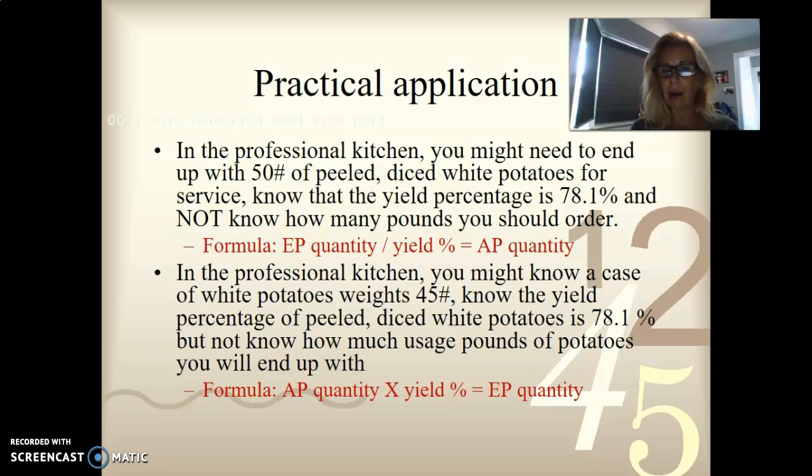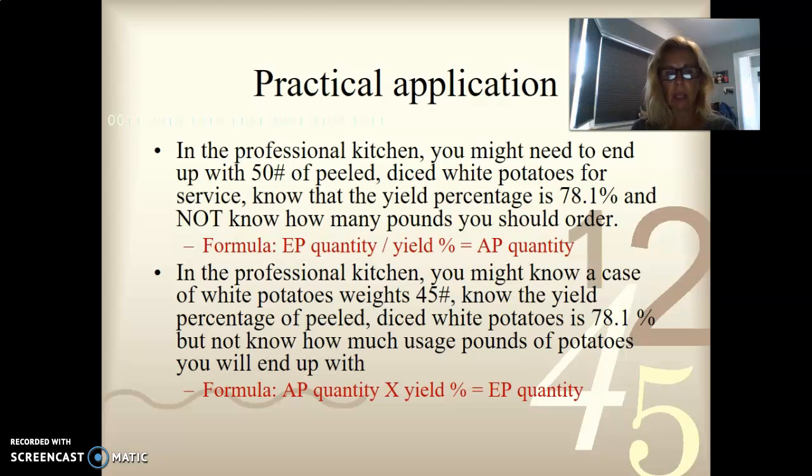So the formula to calculate how much we should order, that AP quantity, is EP quantity, so 50 pounds, divided by the yield percent. And remember, you must convert that to a decimal. So 50 divided by 0.781 will give us the AP quantity, or how many pounds of potatoes we should order.